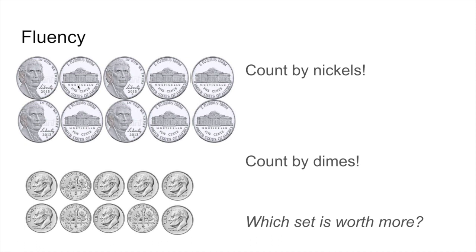5, 10, 15, 20, 25, 30, 35, 40, 45, 50. We have 50 cents. Remember, a nickel is worth 5 cents, and you can see it right there on the nickel. 10 nickels is 50 cents.